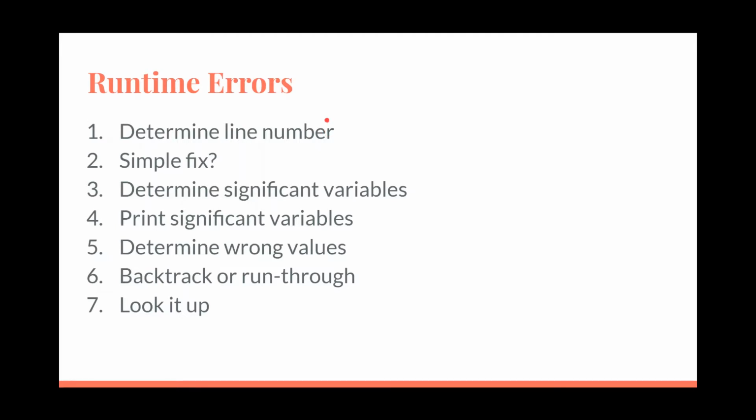So after you've determined the line number, the next step is to check whether it's a very simple fix. So go to the actual line at which the error is occurring. And first, forget about the variables. Forget about the references to objects. Just look at the pluses, the minuses, the equal signs, the dots, any sort of operator. And maybe you're just using the wrong operator. That might be an issue.